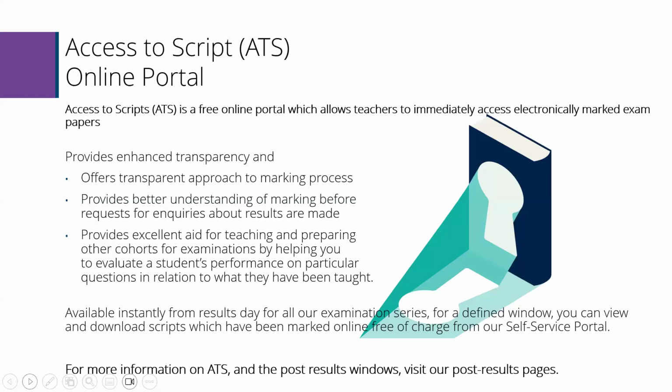So let's go on then to talk about access to scripts and the online portal. Access to scripts is a free online portal that enables you to immediately access electronically marked exam papers. It provides enhanced transparency, and it offers a transparent approach to the marking process. One of the things, of course, about UK qualifications generally is that there is nothing hidden, there is no secrecy. All of the information is available, and everything is transparent.